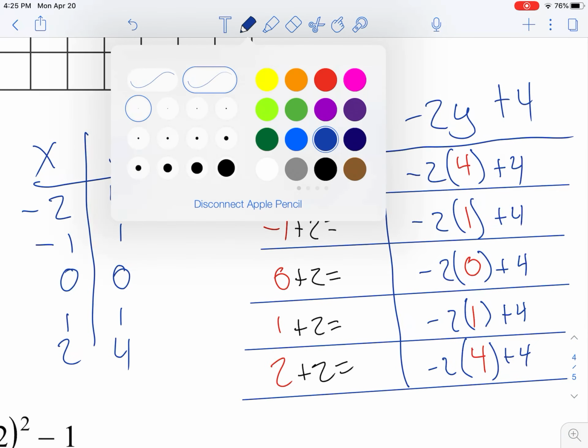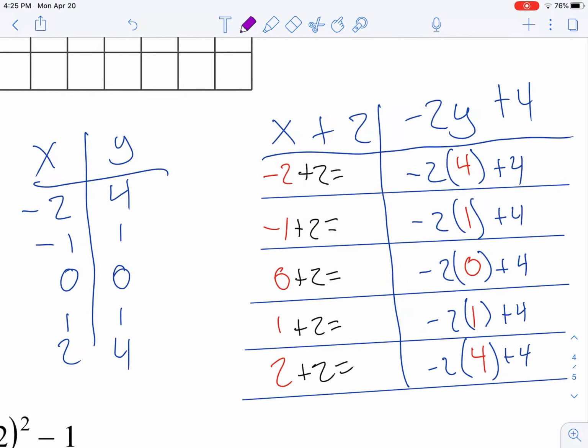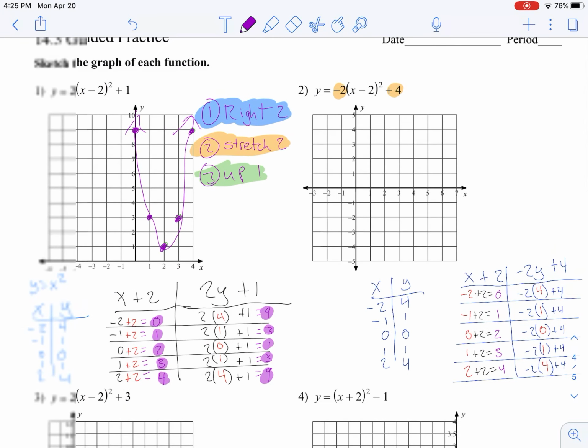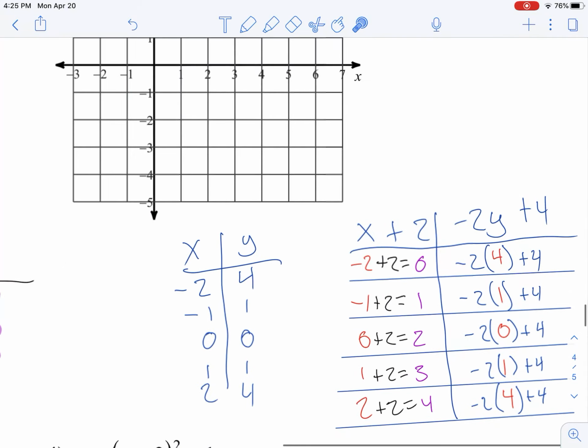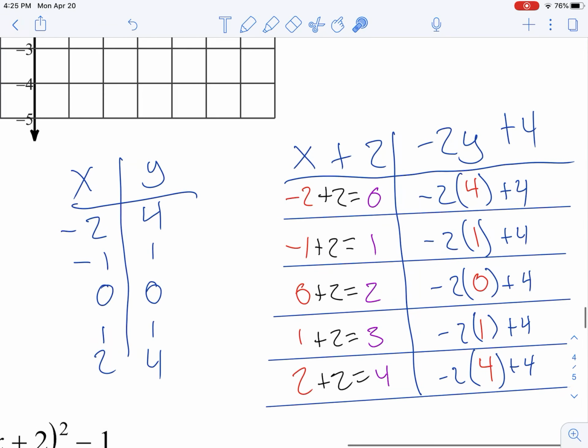Okay. I'm going to do all my answers in purple again. -2 plus 2, 0. -1 plus 2, 1. 0 plus 2, 2. 1 plus 2, 3. 2 plus 2, 4. It doesn't always happen with the same numbers, but if you notice, we had the same sets here, so it does end up giving us the same function down below.